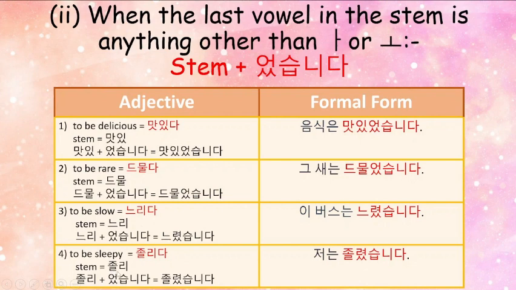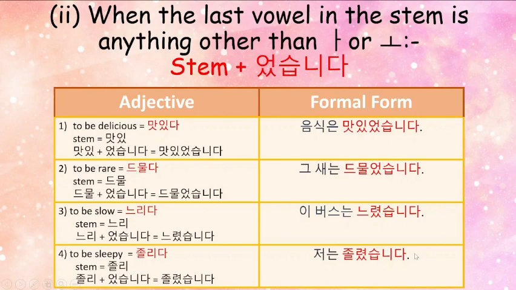Next is the example 졸리다, which means to be sleepy. The stem is 졸리. It ends in a vowel, so the upcoming vowel will get merged with it and it will become 졸렸습니다. Suppose I have to say I was sleepy, and it will be 저는 졸렸습니다.